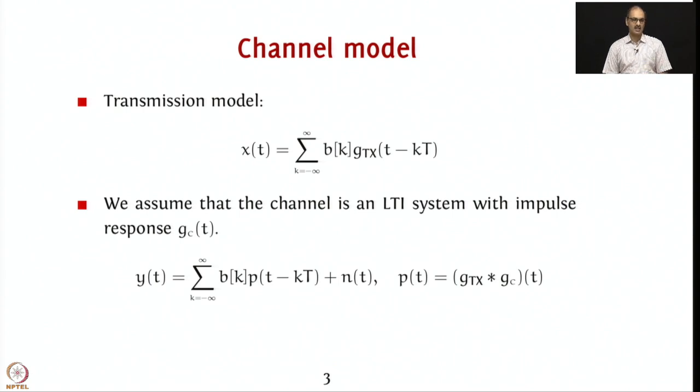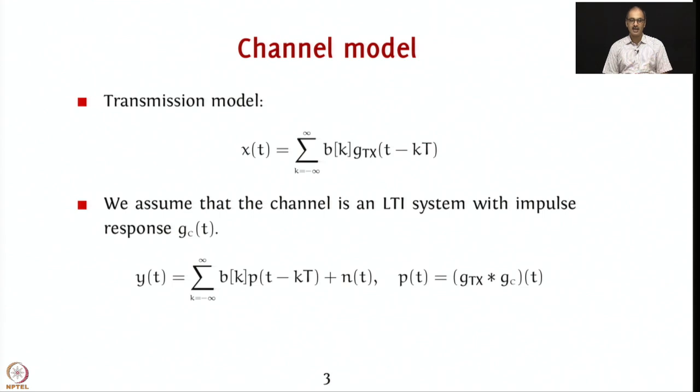We will now, for this lecture, assume that the channel is an LTI, that's a linear and time invariant system with an impulse response g_c of t. Now, in general, you must typically assume that the channel is not a linear and time invariant medium. Examples of non-linear media are, let's say, fiber optic cables where you send a lot of power, then it affects your signal in a non-linear way.